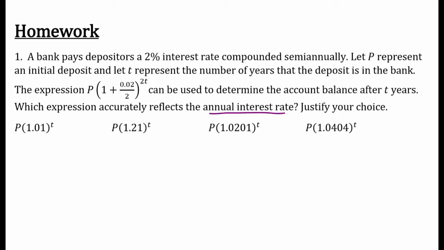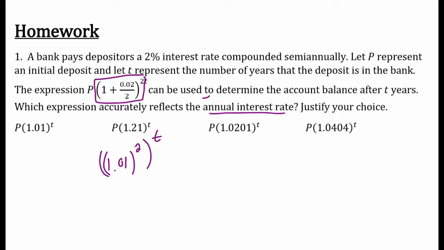So we know after T years, we have this expression here. And if I want to know the actual annual interest rate, what percent we're actually getting, we have to clean up the exponent. So we need to compute 1 plus 0.02 over 2 to the second power. So this is really 1.01 squared. That's what I want to figure out. That's truly the base of my exponential function.